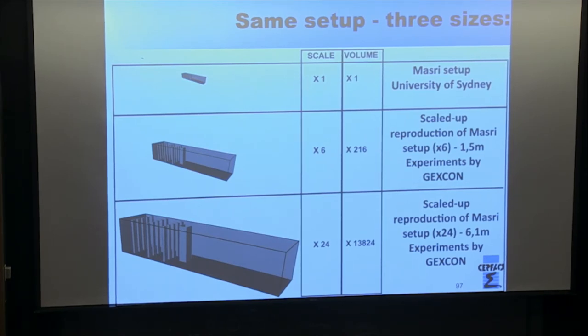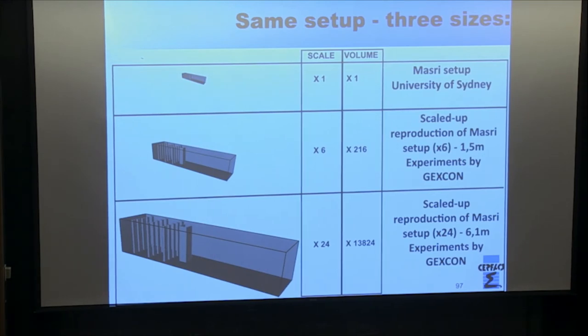So we were working with Total, actually. As you know, Total is an oil company, so money has no importance for them. So they said, okay, no problem, let's make it 6 times bigger, and let's make it even 25 times bigger, and go to Gexcon, which is a Norwegian company, I think, and let's do it. So we multiplied this by 24, exactly the same shape, same everything, except the Reynolds number is much larger. And as I told you yesterday, if the Reynolds number is much larger, you know that LES will have problems.